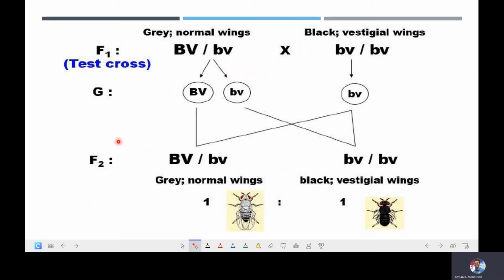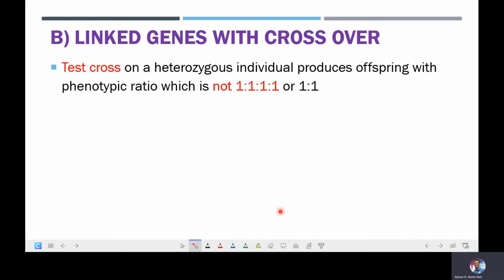And finally, we'll be able to see that the F2 generation will be producing two types of offspring, and the ratio will be 1:1. One type of offspring will be having grey body and normal wings, meanwhile the other half will be having black body and vestigial wings. The second type of linked genes will be linked genes with crossover.